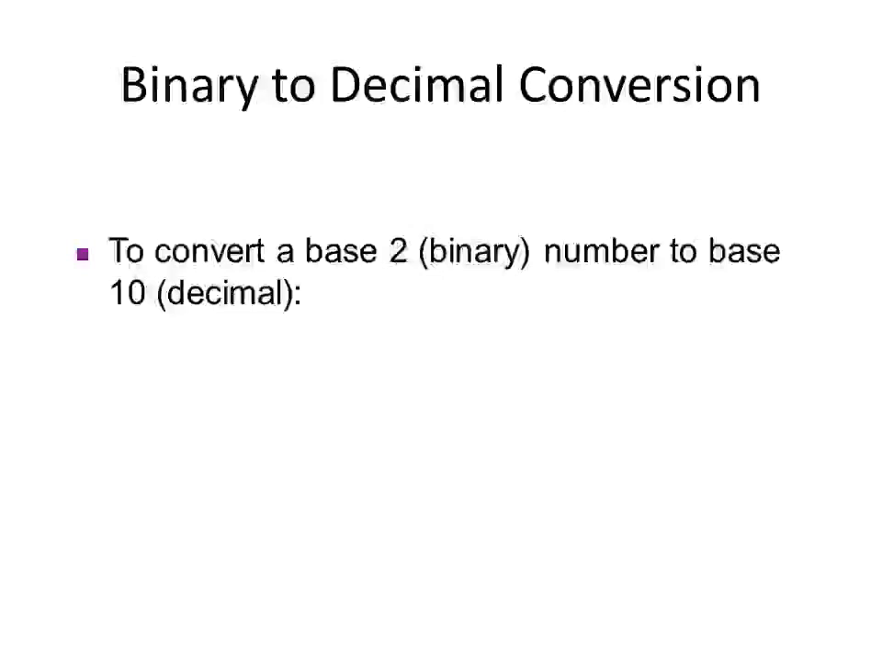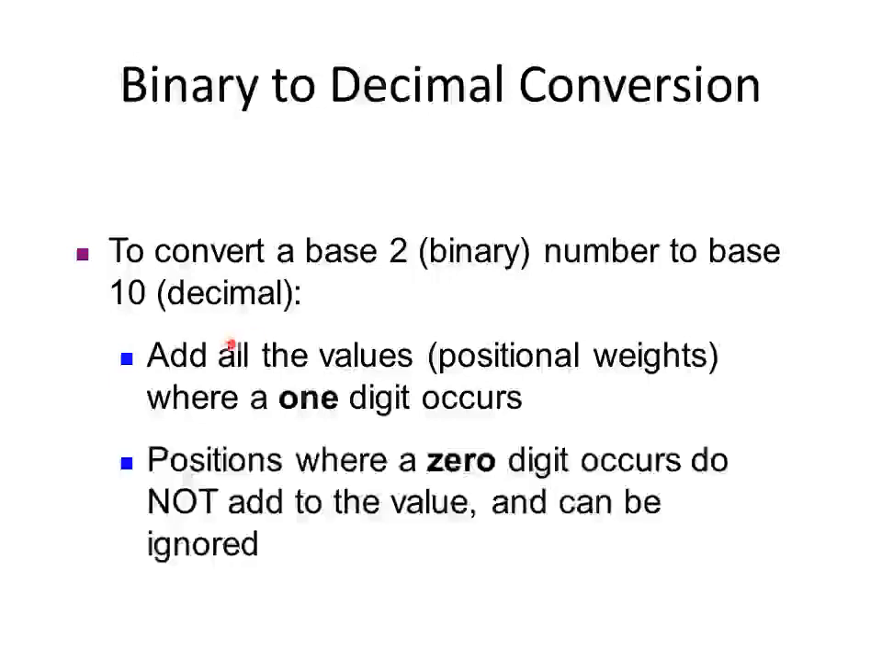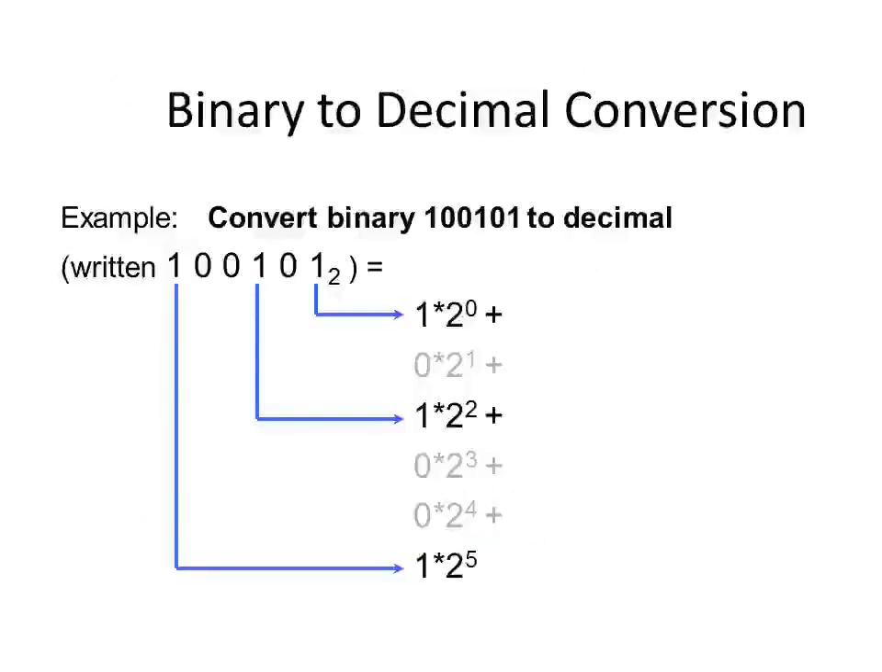Now binary to decimal conversion means adding all the values. A simplified method is to add all the values whose positional weight has a one digit. When you have a one digit, then add the position weight. If it is 0, there is nothing to be added. Now let's take an example to clear the principle.